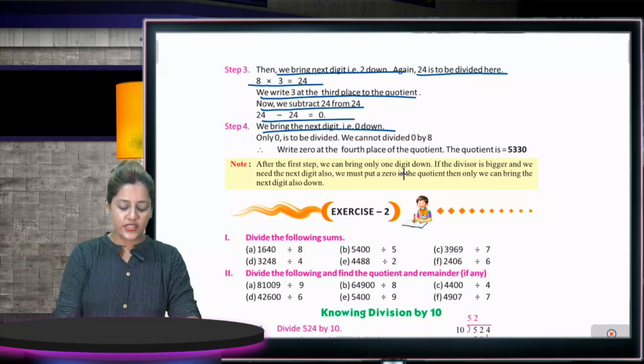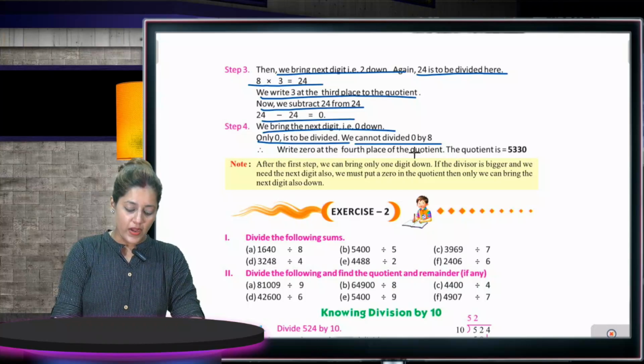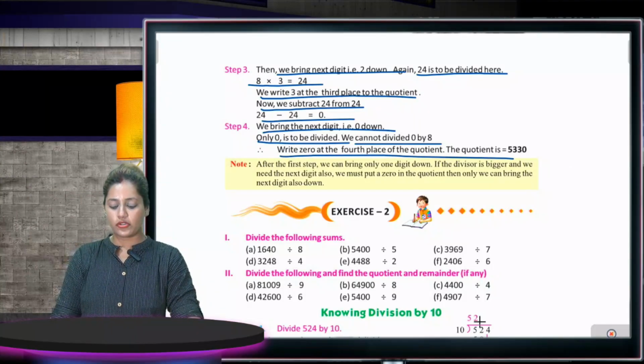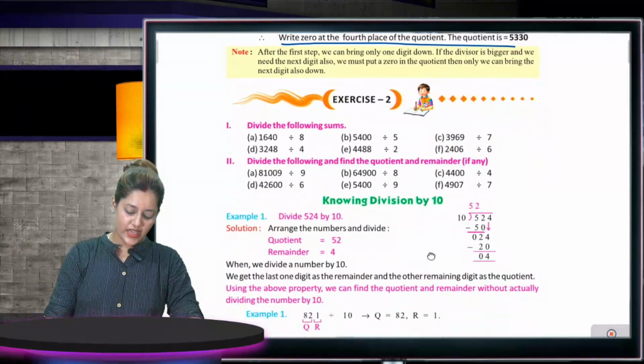We bring the next digit 0 down. Only 0 is to be divided. We cannot divide 0 by 8. Write 0 at the fourth place of the quotient. The quotient is 5330. Next is your exercise 2.